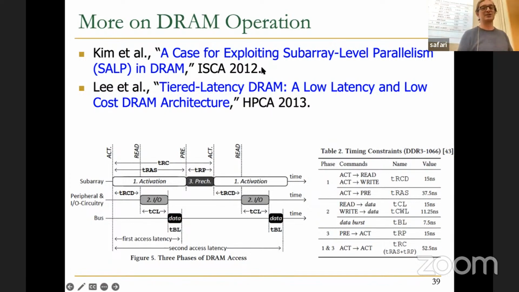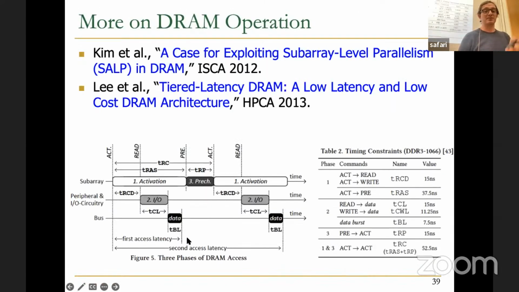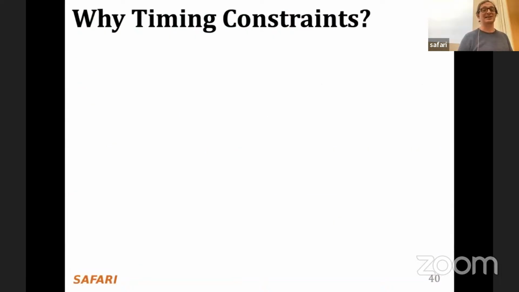These two papers, I think, explain the reasoning reasonably well. And these are papers that we've discussed, the SALP paper and the Tiered-Latency DRAM paper. And they actually show what is the scope of the timing parameters, etc. I'm going to talk about some of these in a little bit, but let's take a look at why these exist.